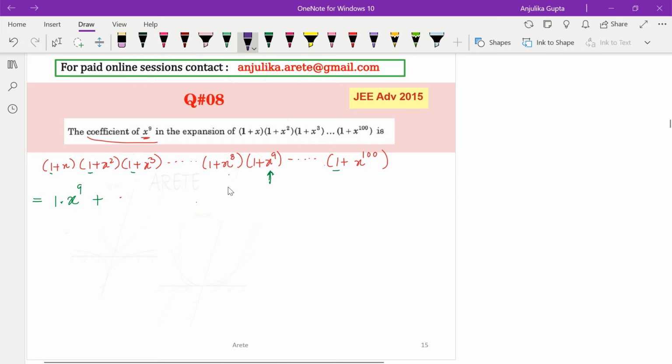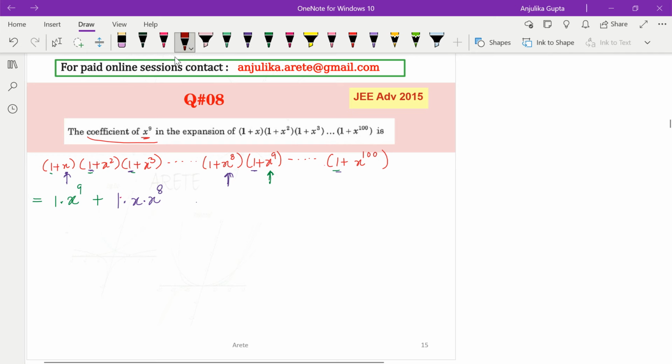Correct? Any other way to get x to the power 9? Yeah. You can choose, let's say, x to the power 8 from this bracket. So how much power do you need more? Only one. Who is going to give you that? Only this guy can give, right? Because this has only one x. So from this bracket you take an x, and from this bracket you take x power 8. And from every other bracket you choose a 1. So x times 1 times 1 times x power 8, and then from every other one you end up getting 1 times x to the power 8. That is also giving you x to the power 9.